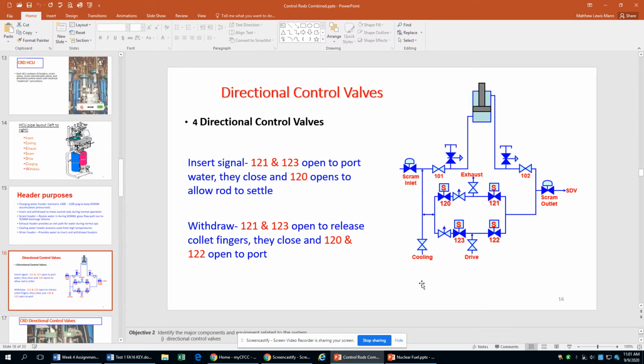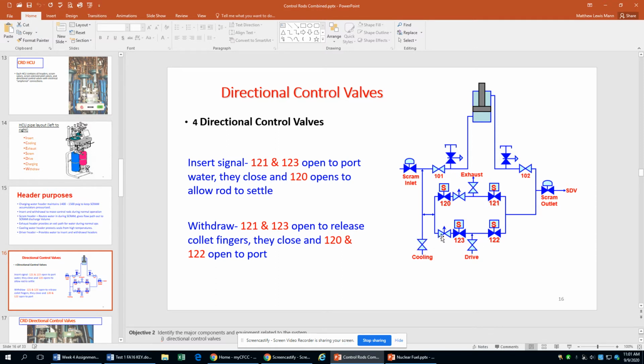And then let's take a look at this picture. So this one is one that you need to know for the test. Up here at the top is my piston. So my control rod would be up above this, right? So this is our directional control. So there's a few different things I can do here. So let's first off learn about the valves, right?